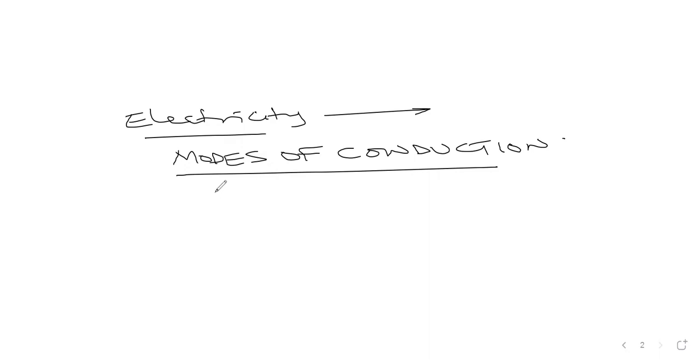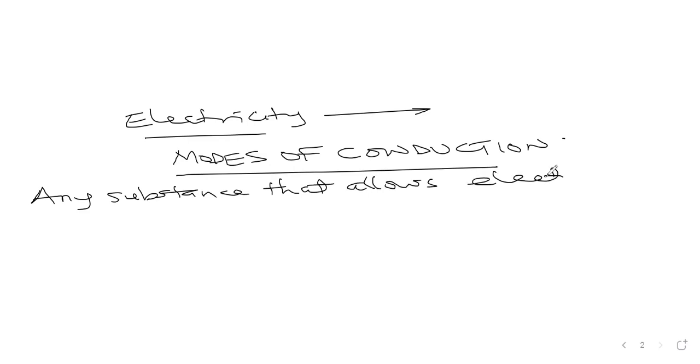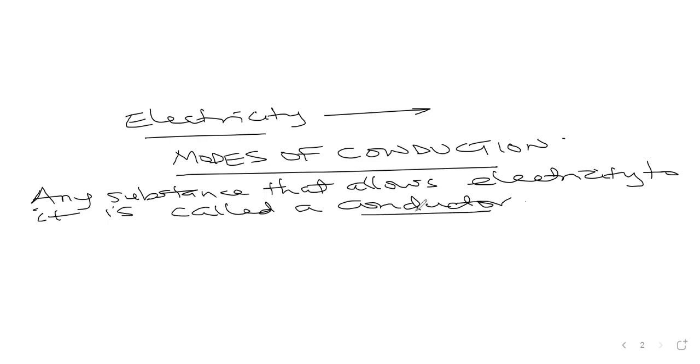So if any substance allows electricity to pass through it, that substance is called a conductor. Iron nails, copper wires, aluminium foils, all do allow electricity to pass through them. And all of them are solid substances. So such substances are called conductors.